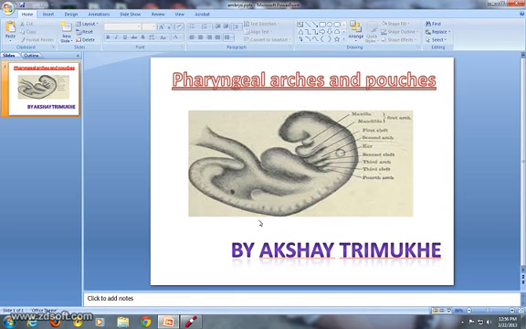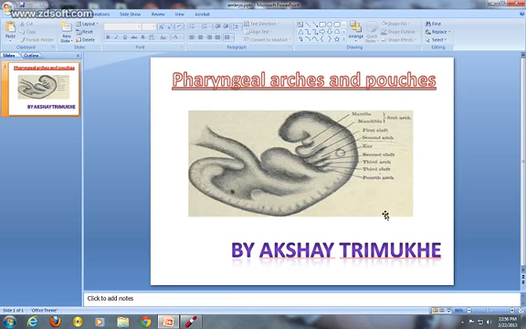We are going to start with an important topic of embryology, that is pharyngeal arches and pouches. Pharyngeal arches and pouches are very important to be known because these are going to give rise to important structures of head and neck. So let us start with this important topic of today, pharyngeal arches and pouches. Just start up with the video.